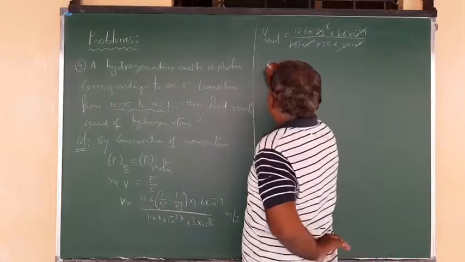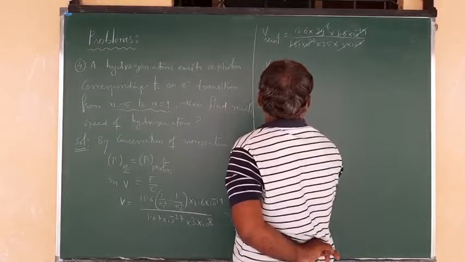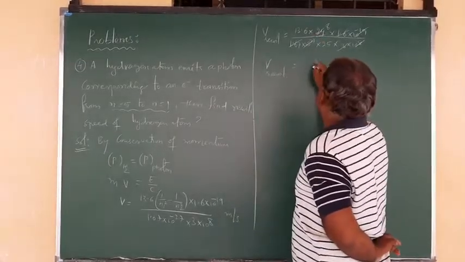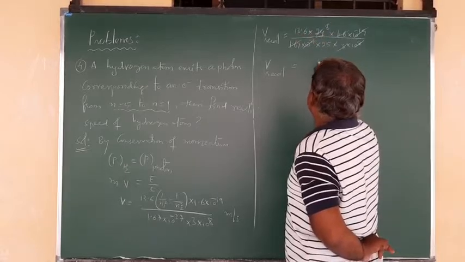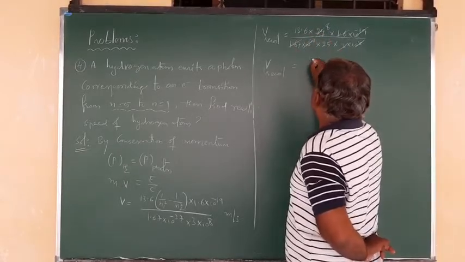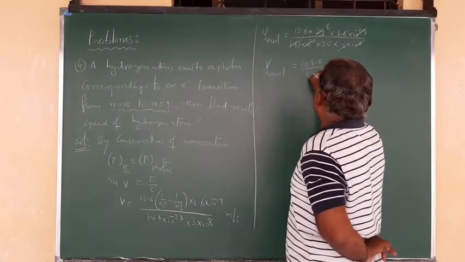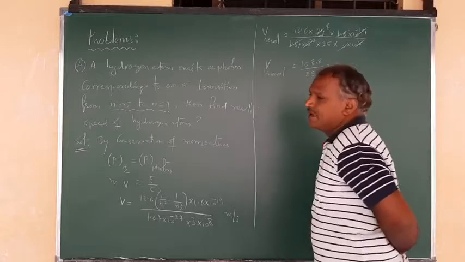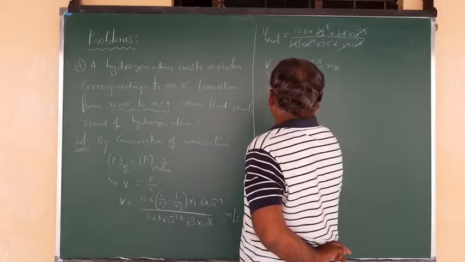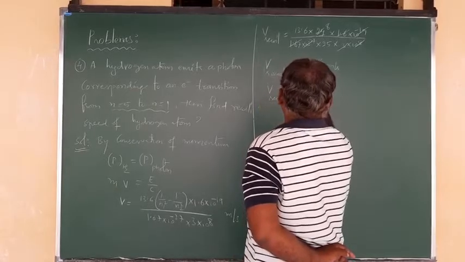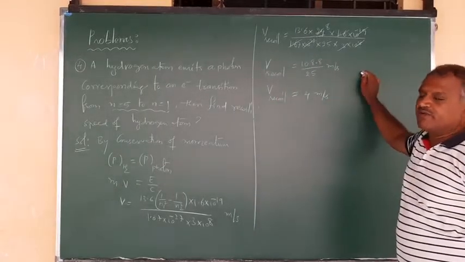So the recoil speed of hydrogen atom, V recoil, is equal to, multiplying this, approximately 8 into 6, 48. 8 is 24, 28, 2, it will be 10. So upon 25, it is meter per second. So the recoil speed of hydrogen atom is approximately 4 meter per second. Here 108, 109, you can say 109 by 25.